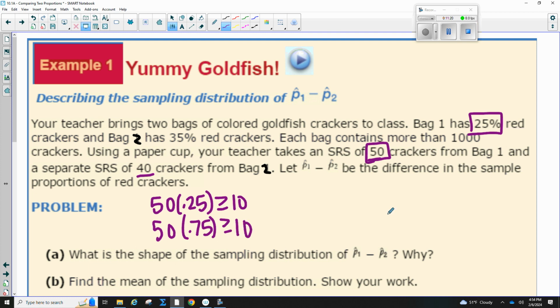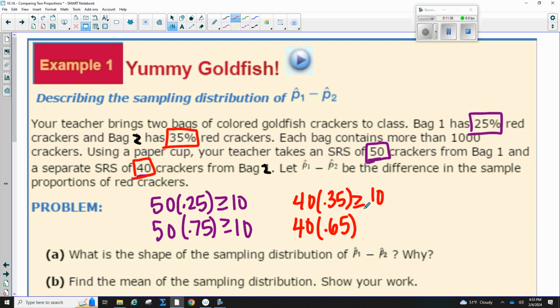All right, then we're going to check bag two. So bag two, we took 40 crackers, and there's 35% red crackers. So we'll do 40 times 0.35 and 40 times 1 minus that, 0.65. All right, you do need to actually evaluate all four of these numbers. And if you want to write them out as a list, you can.